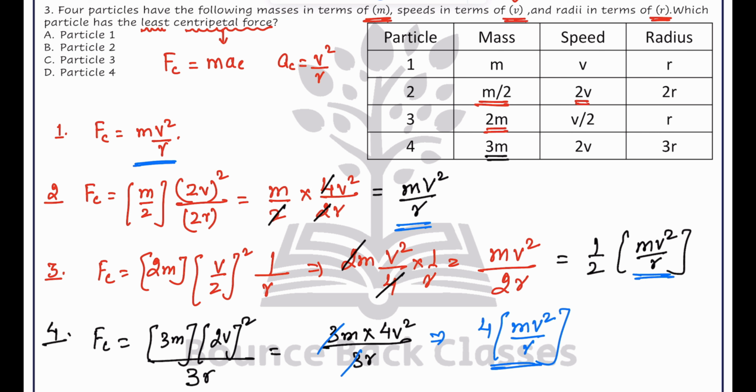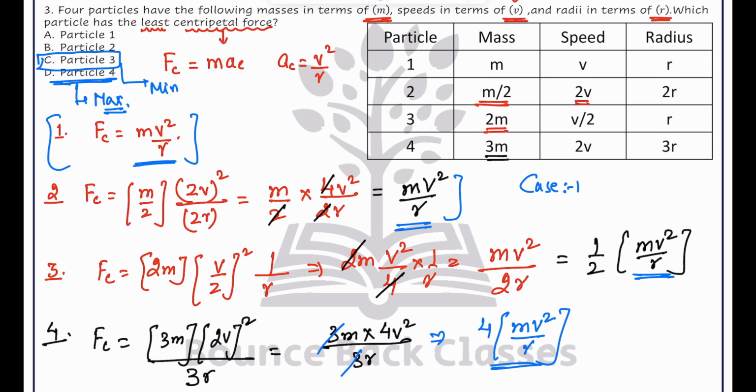So can I say out of 4, case C is your minimum? Yes or no? And case 4 is your maximum. Clear, guys? A and B are same. If you see case 1 and case 2, can I say case 1 equals case 2?